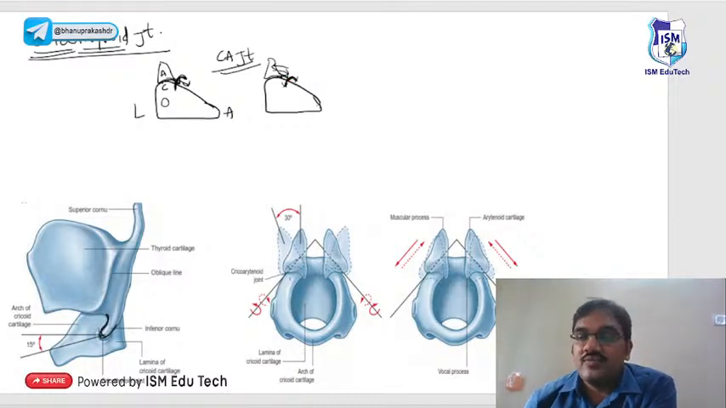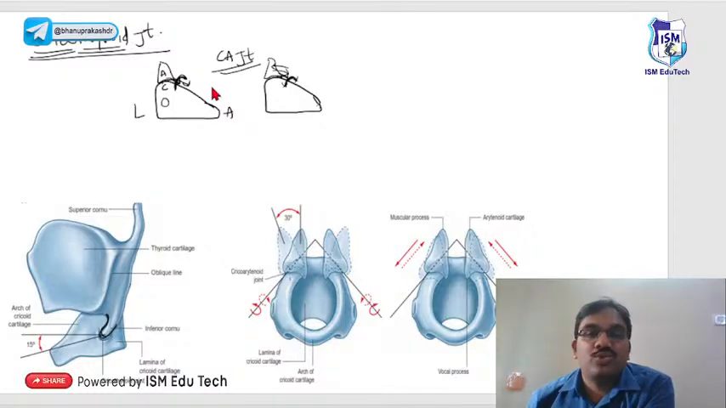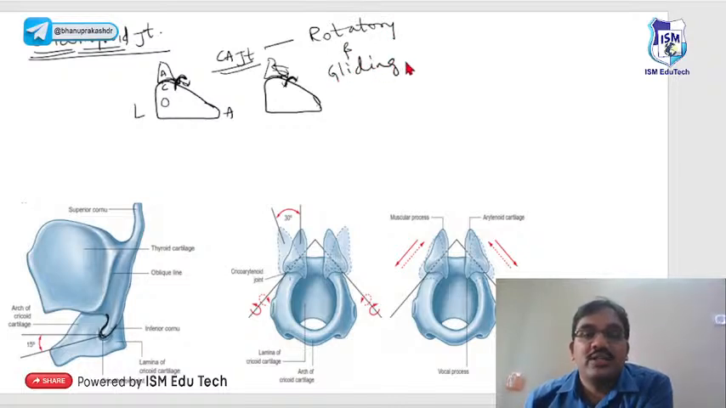So these two kinds of movements, that is rotatory movement or swinging movements and gliding movements, these two movements will occur at the cricoarytenoid joint. Okay, remember, rotatory and gliding type of movements occur at the cricoarytenoid joint. Why I am saying this much detail is, later on you will understand all the vocal cord positions very easily if you understand these muscles, this arrangement of the anatomy in the larynx and its muscular attachments also. We are coming towards it.